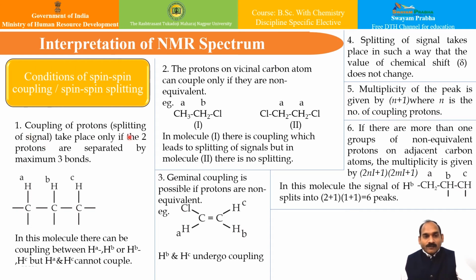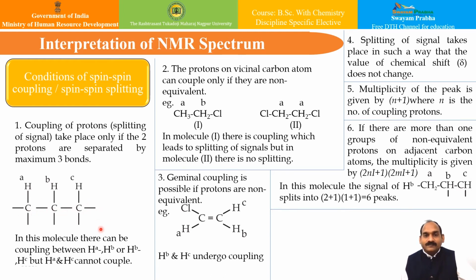The coupling of protons, that is, splitting of signals, takes place only if the two protons are separated by a maximum of 3 bonds, like this, isn't it? After that, it can be lowered down. So in this molecule, there can be coupling between A kind of proton and B kind of proton, or B kind of proton and C kind of proton, but A kind of proton and C kind of proton cannot couple, since there is a gap of 3 bonds.